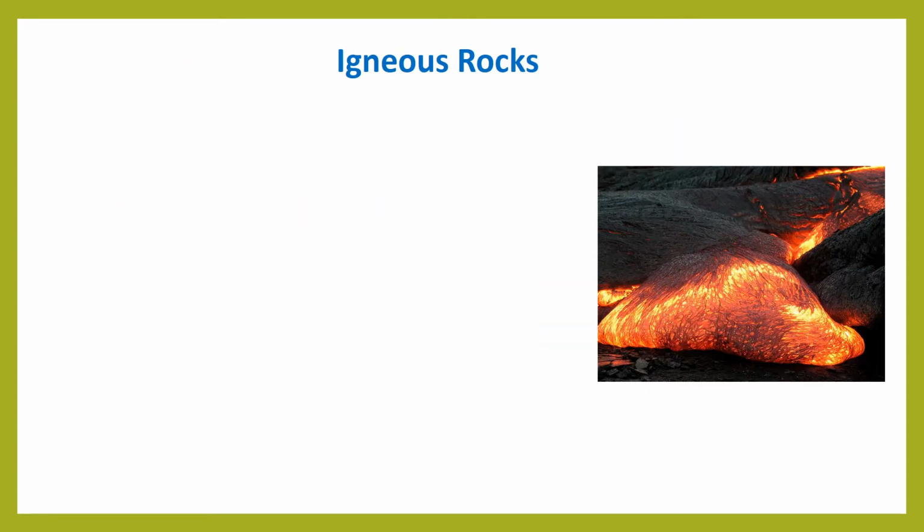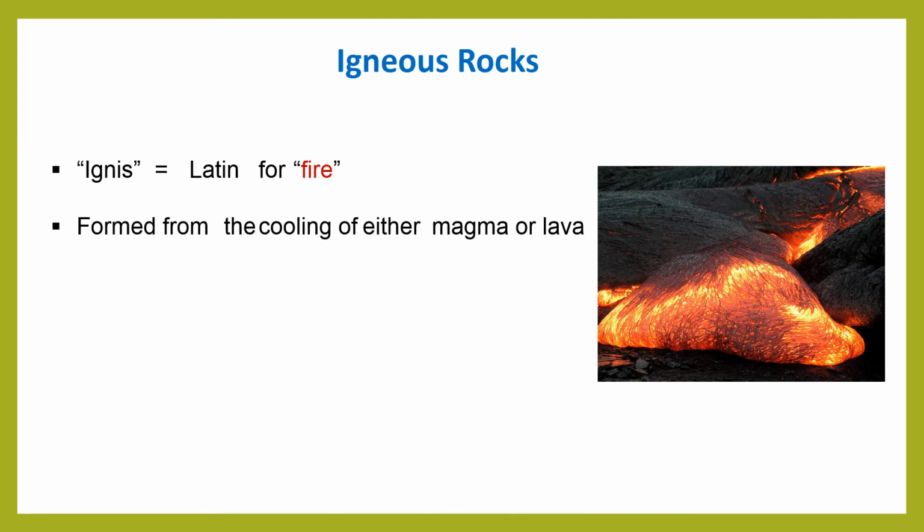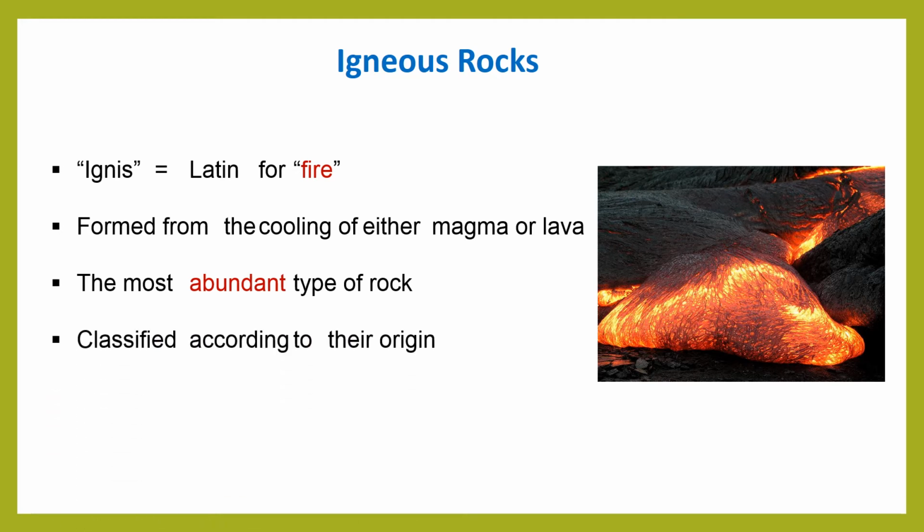Here is the example of igneous rocks. Igneous comes from a Latin word for fire, ignis, and is formed from the cooling of either magma or lava. If lava is cooled quickly, we get fine-grained igneous rocks. If magma is cooled slowly, we will get a coarse-grained igneous rock. The most abundant type of rock is igneous because we have a lot of magma chambers underneath the earth, underneath the crust.